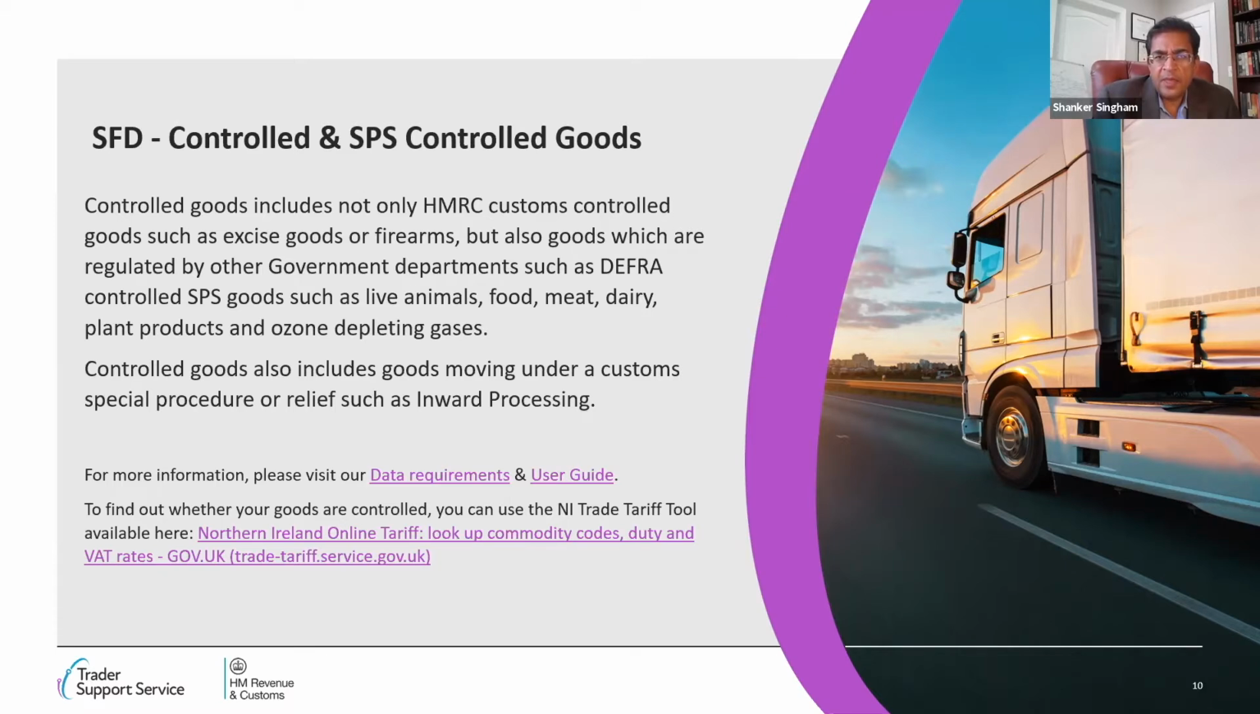So if you're moving DEFRA controlled SPS goods, such as live animals, food, meat, dairy, plant products, even ozone depleting gases, those are subject to the SFD for controlled goods. We've got on the slide some links to user guides and the requirements. There are more requirements if you're moving SPS controlled goods on the SFD, including in particular the import commodity codes. So if we go to the next slide, please.